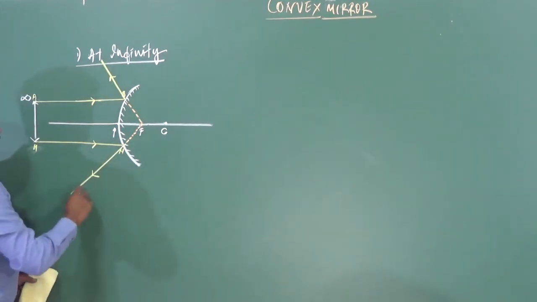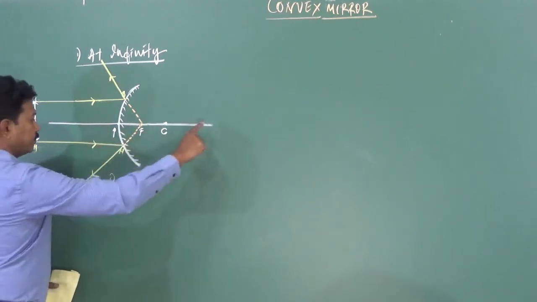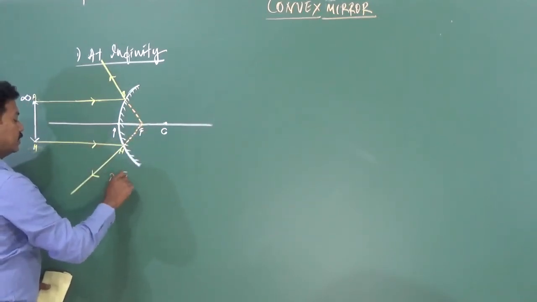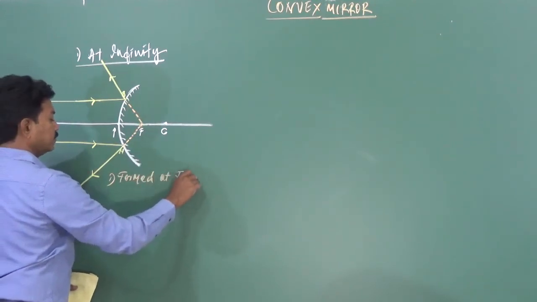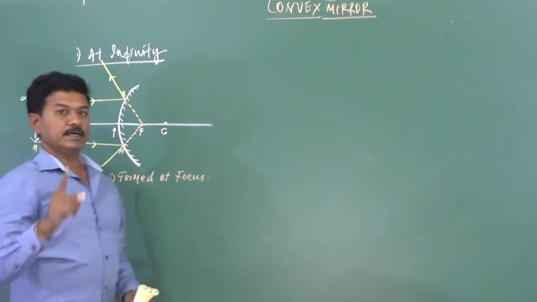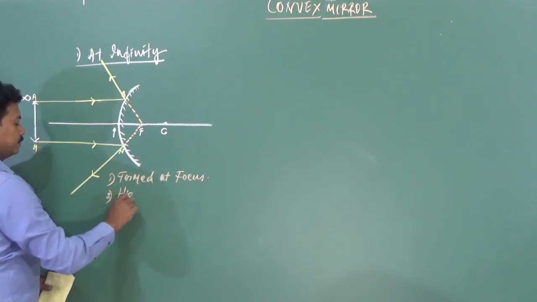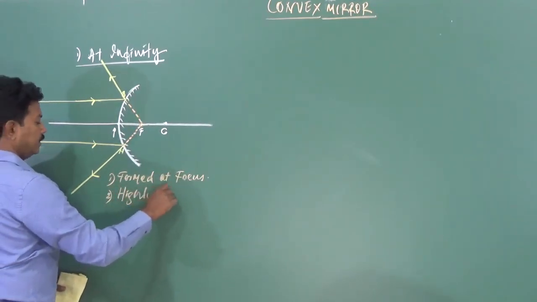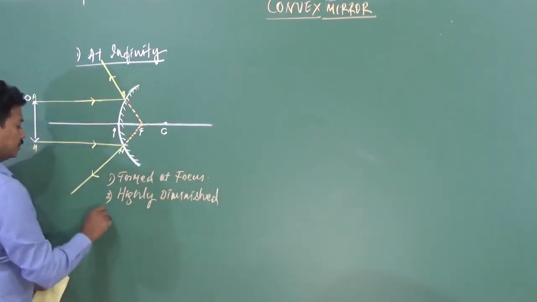So now, point number 1: where is the image formed? The image is formed at the focus. So what is the characteristic of the image? It is highly diminished. It is highly diminished.